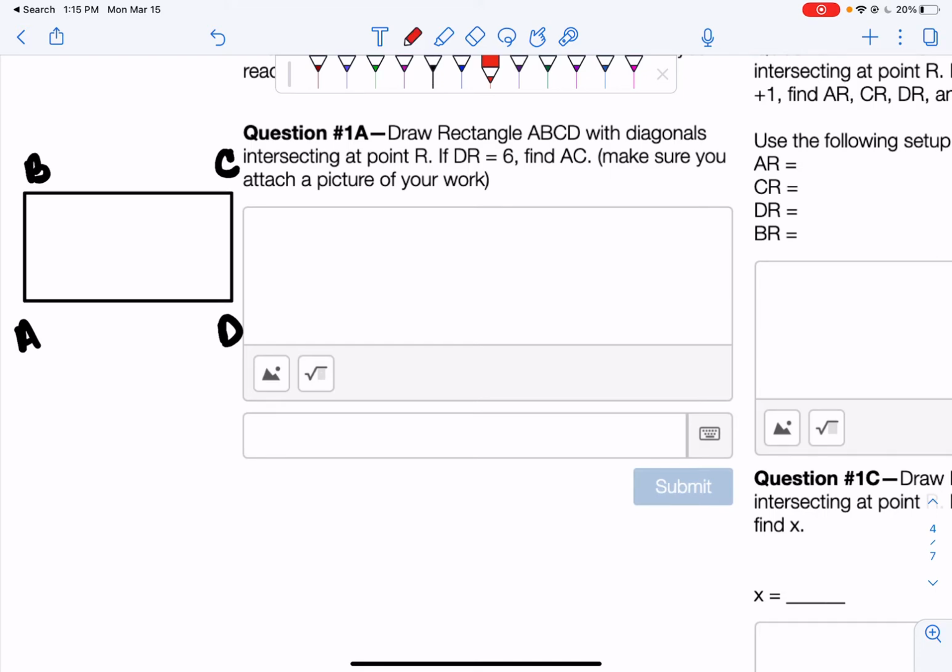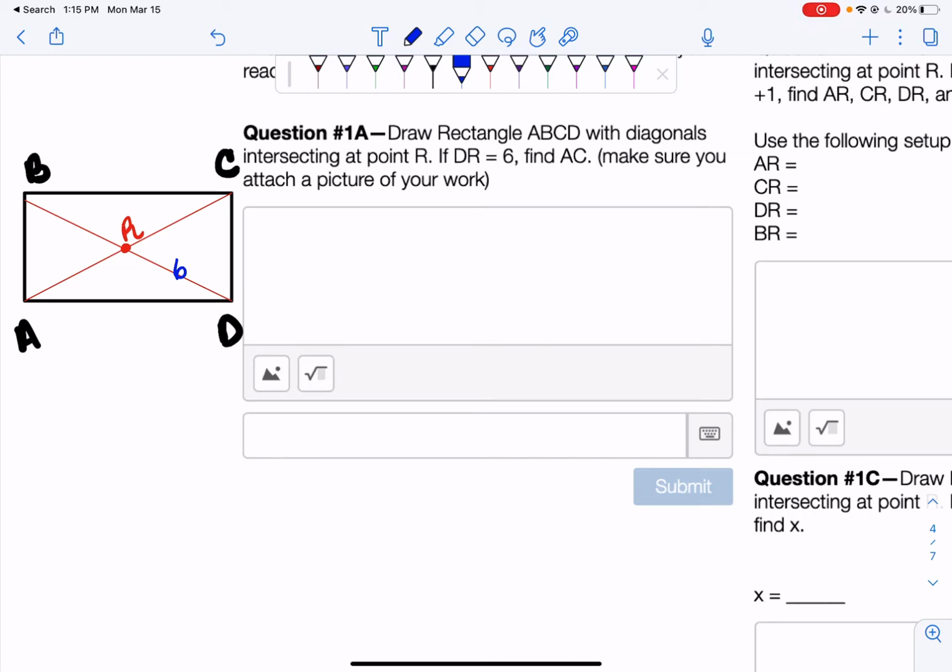And they're intersecting at point R. So I'm going to draw diagonals at AC, a diagonal at BD. I'm going to put R right in the middle. Okay. So if DR is 6, find AC.